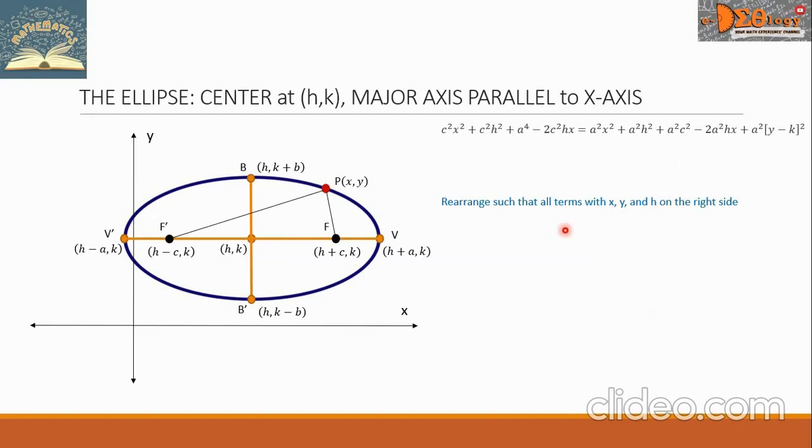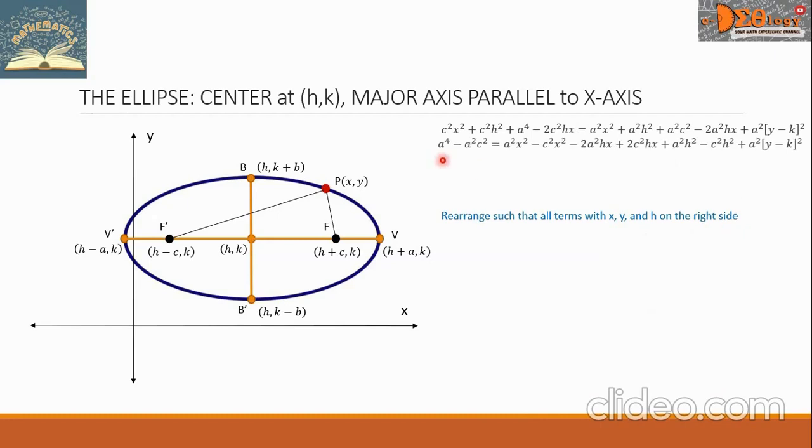The next step is we're going to rearrange such that all terms with x, y, and h will be on the right side. This is now the resulting equation. And from here, we can see that some pairs of terms have common factors. On the left side, these two terms have a common factor, and that is a squared. Look at these first two terms. There is a common factor in them, and that is x squared.